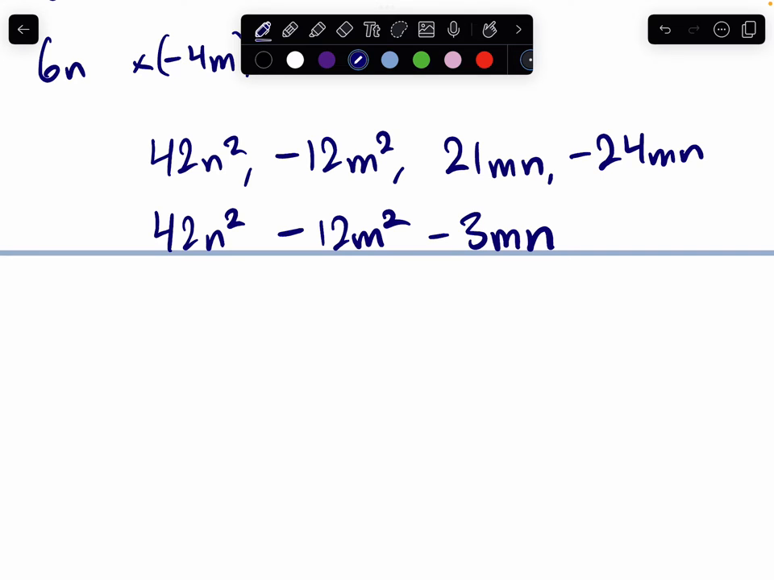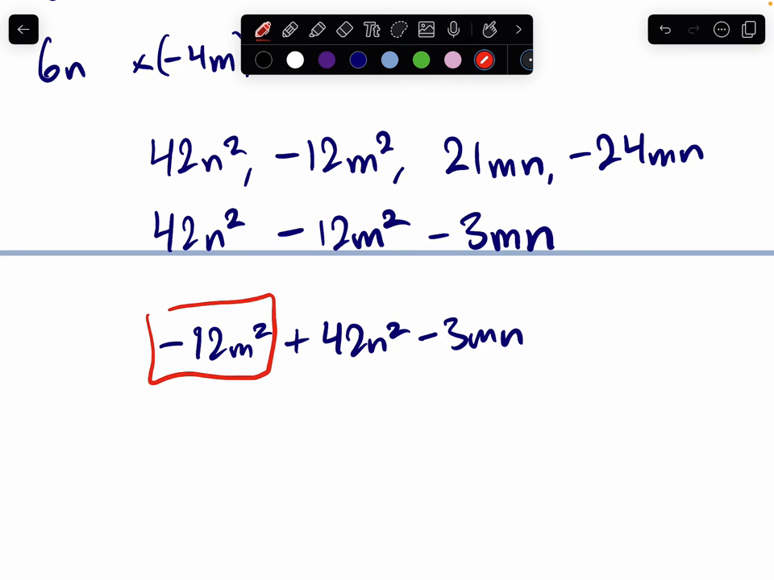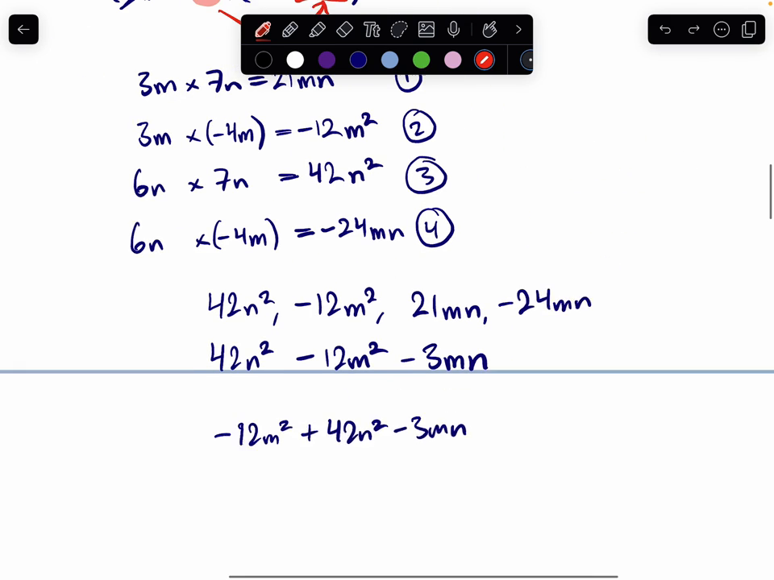And since you have multi-choice, sometimes they're going to be in different orders, but it doesn't matter. Like it could be negative 12m squared plus 42n squared minus 3mn. And it's in a different order, so it looks a little bit different. But if you break it down, you have your negative 12m squared, your 42n squared, and your negative 3mn. And those are the 3 terms that you're looking for in your answer. So hopefully that makes a little bit more sense.